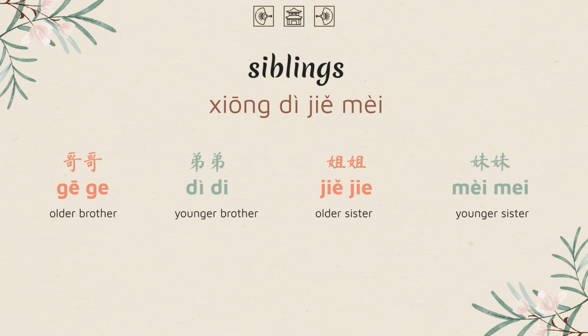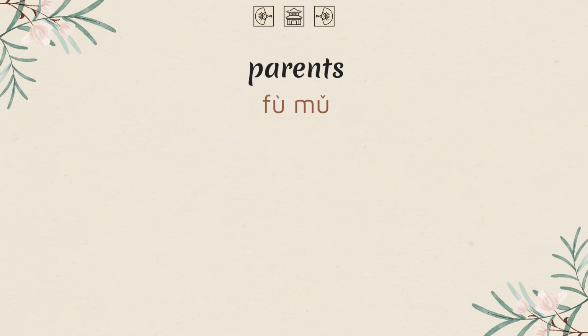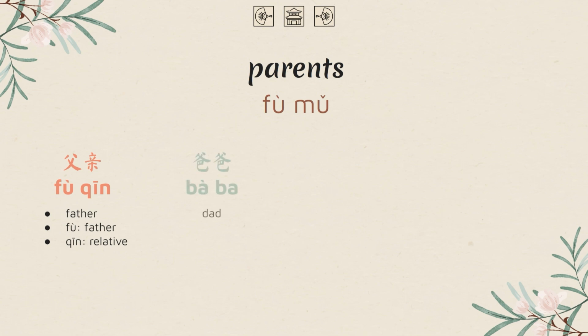Now let's take a look at how to say parents. So parents is 父母. So let's see each individual parent. So the word for father is 父亲. The same 父 as in 父母. So 父 by itself also means father. 亲 means relative. So like a fatherly relative, which is your father. 父亲. And then there's a casual way of calling father, which is dad. 爸爸.